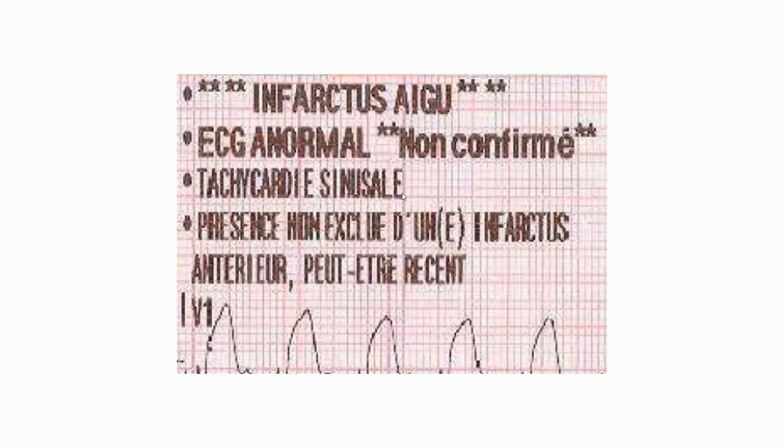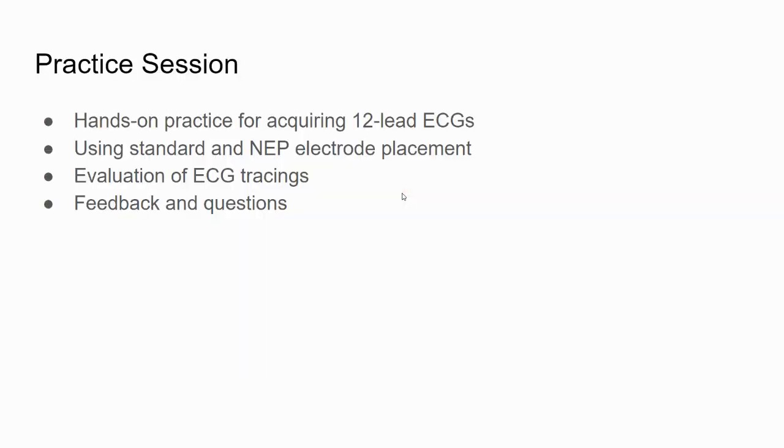But at this point of the game, again, most important thing you need to do is to at least read the interpretation on the ECG. And if you see infarctus aigu or acute MI with your star, okay, run it as a STEMI. And then once you develop the skills to actually interpret an ECG, well, then you can also confirm with your own clinical diagnosis. So we'll have a practice session this week during lab.